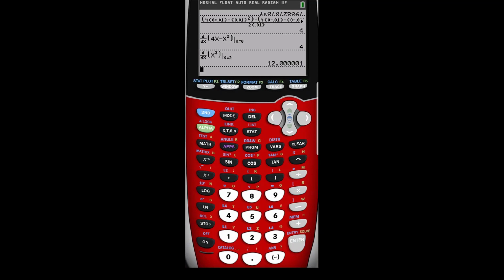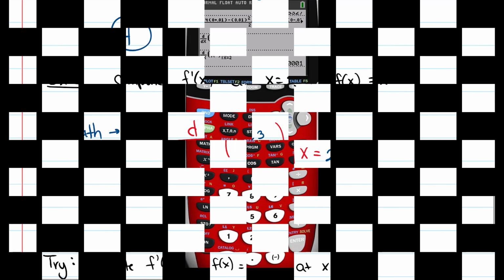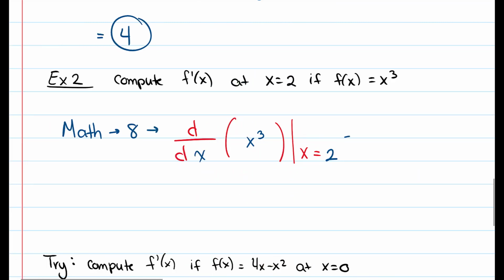And the reason it does this is because it's trying to compute it on its own using this difference quotient. So we know that this is equal to 12.00001, which is approximately just 12, which is what the actual derivative is at the point. So we get f prime of 2 is equal to 12.